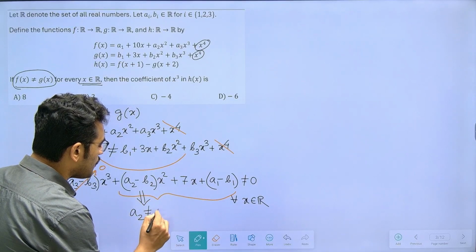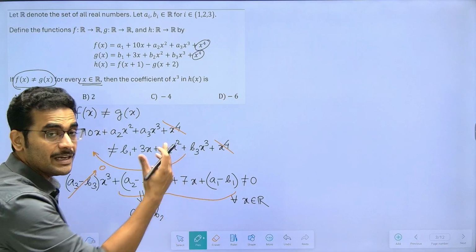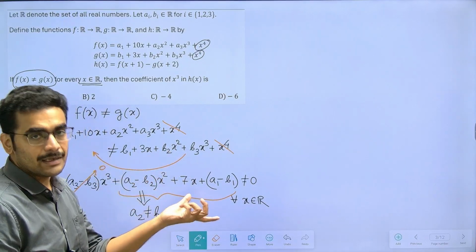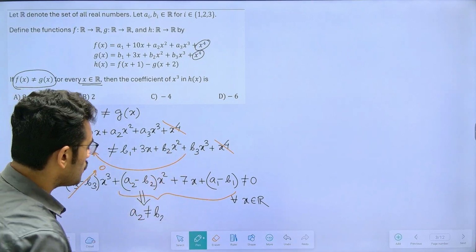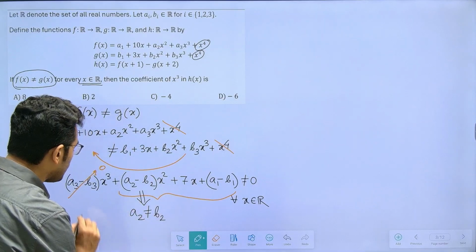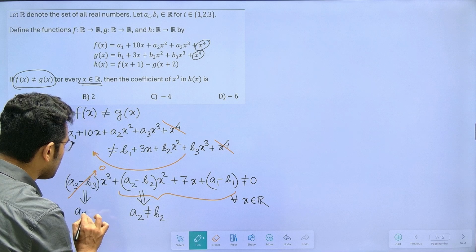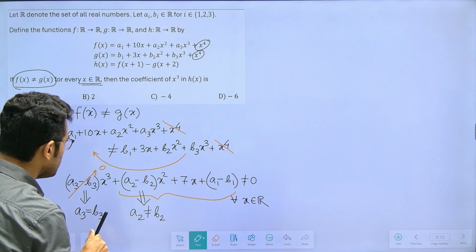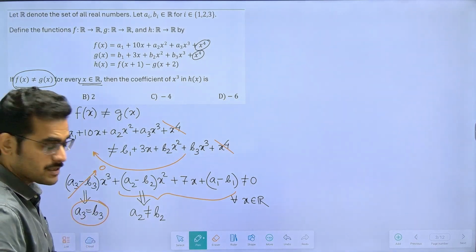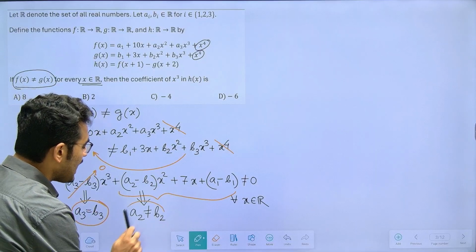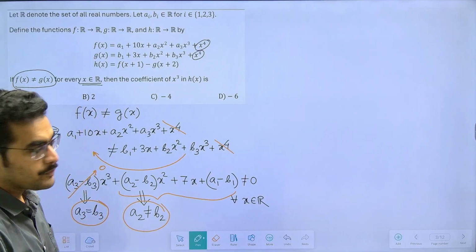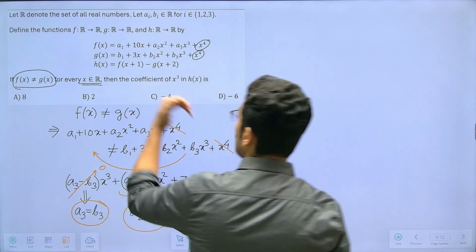a2 should not be equal to b2, because otherwise it will become a linear polynomial, which again should always have at least one root. So a2 should not be equal to b2. But from here we can say that this must be 0. That means a3 must definitely be equal to b3. This condition is a must: a3 must be equal to b3 and a2 not equal to b2. Now how does that help us to solve the question?